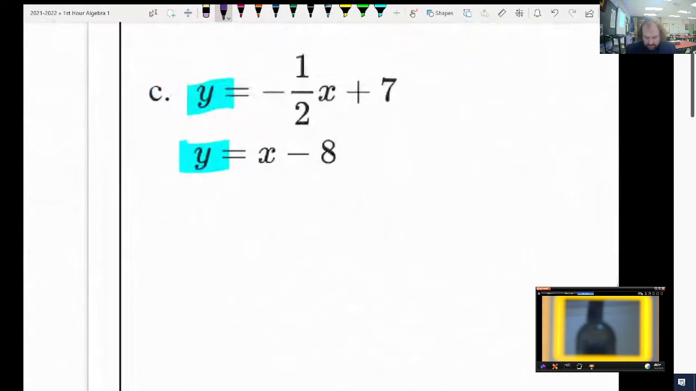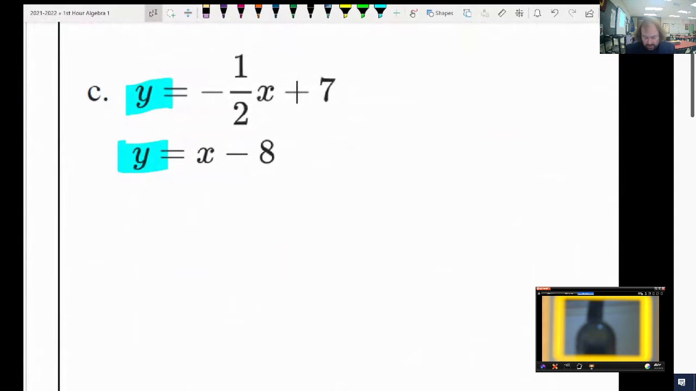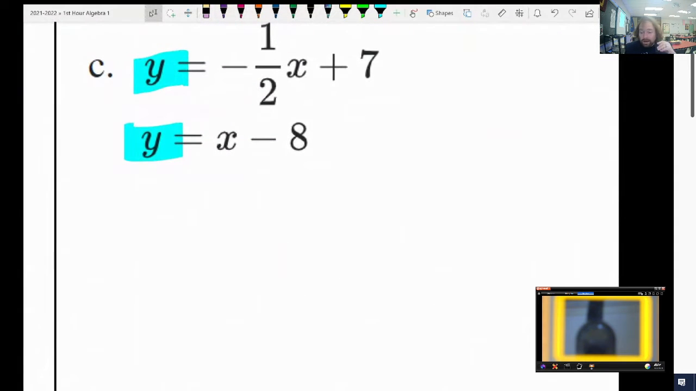Okay, now here on question C. This one is actually kind of interesting. There's a couple different ways to solve it. Honestly, you're just going to use substitution again, but you're going to use a special case of substitution called the equal values method. And it works like this.